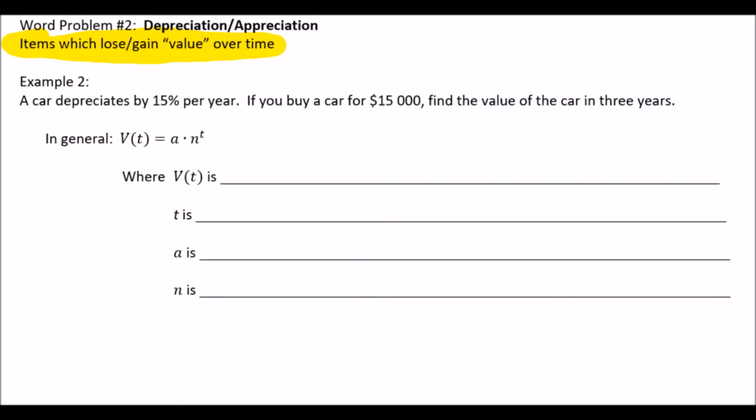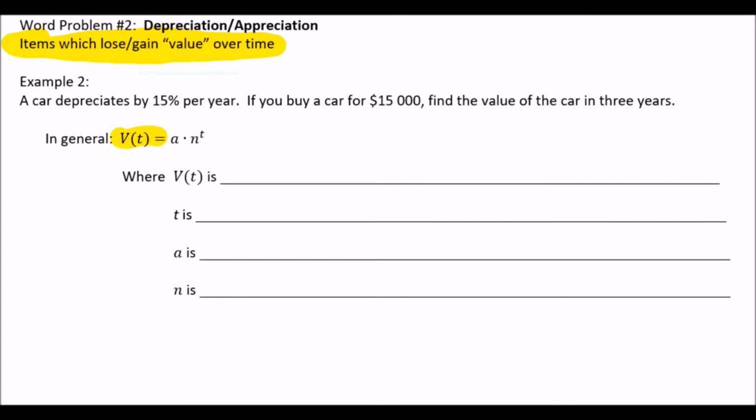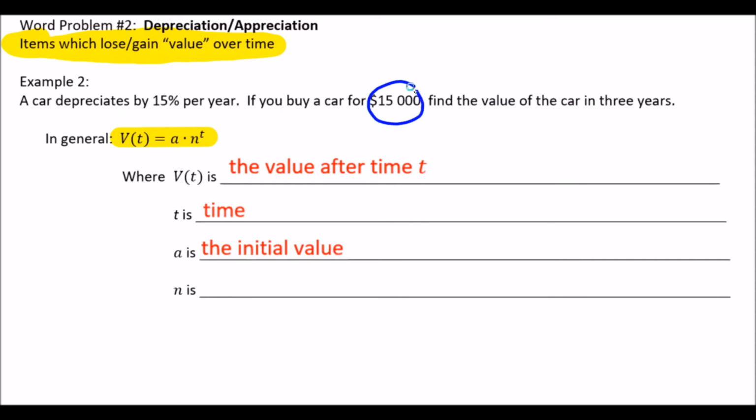So here's my example 2. A car depreciates by 15% per year. If you buy a car for $15,000, find the value of the car after 3 years. So here's the equation that I'm going to use. V of t is equal to A times n to the exponent t. Let's define what some of these are. V of t is the value after time t. t is, of course, time, and whatever the units are, here time would be years. A is the initial value, so my initial value here would actually be 15,000. That's my A.